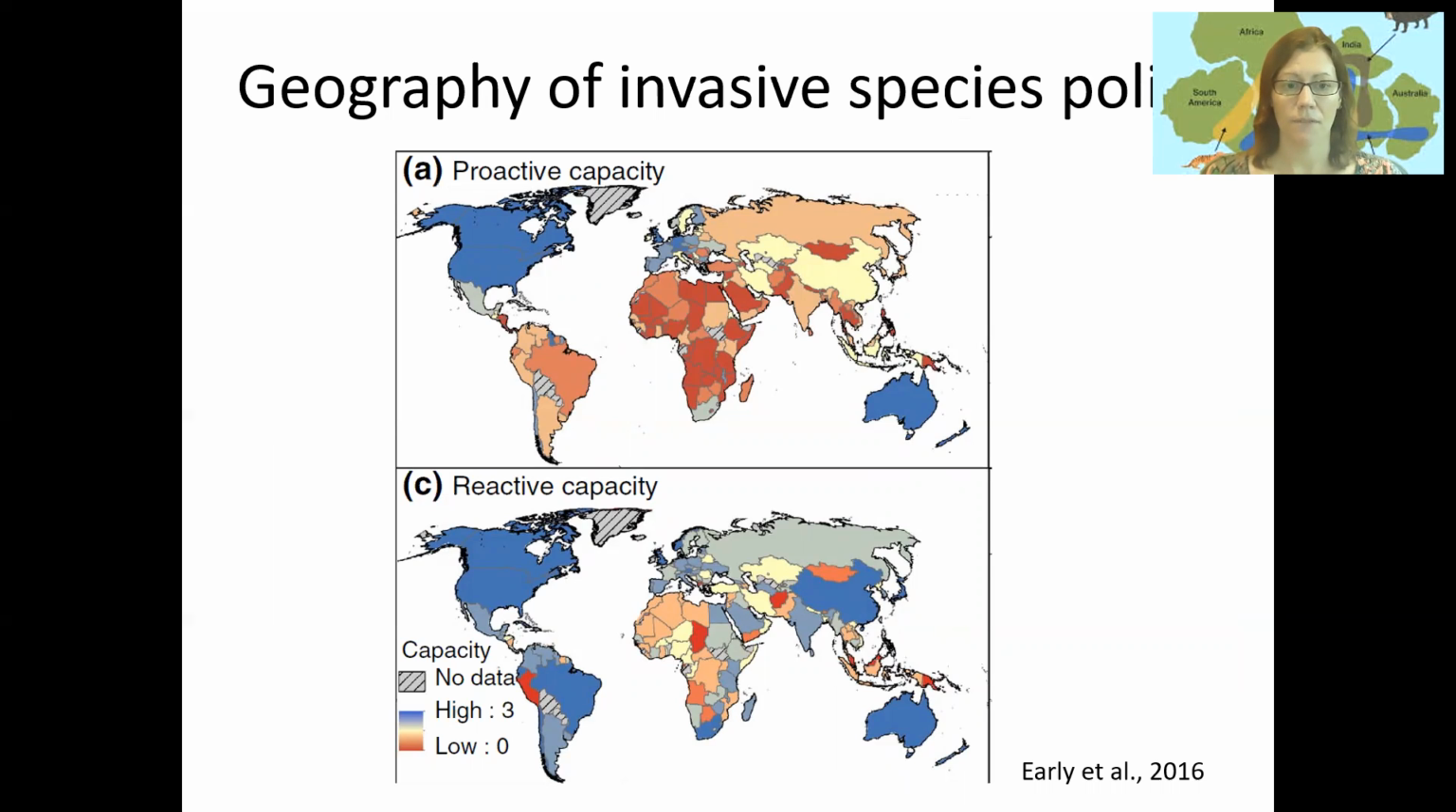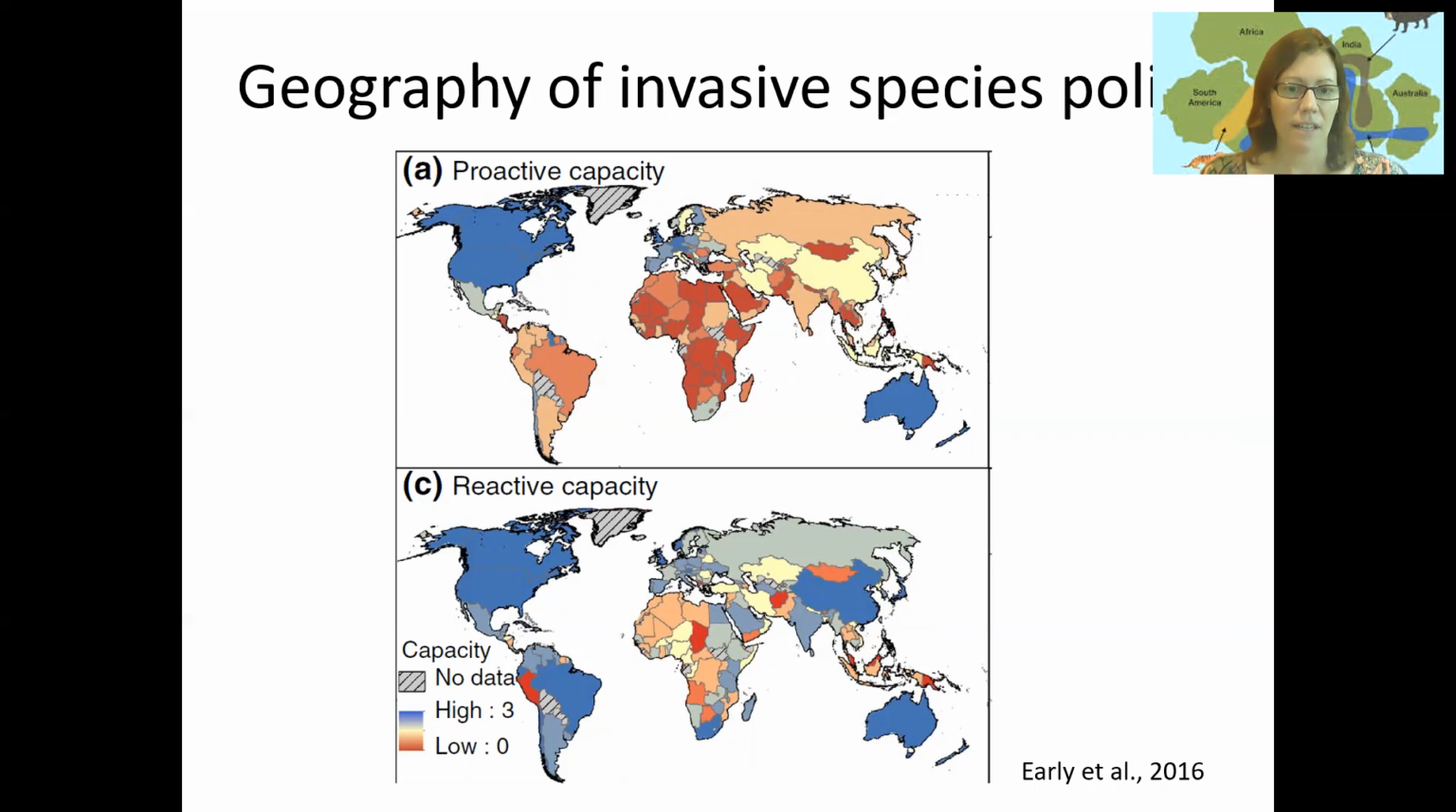policy for all of the different countries of the world in terms of both proactive capacity. That is, the country has a watch list that says you're not allowed to import the species unless we inspect it or unless it passed a risk assessment type of protocol. And reactive capacity, which is basically, you have managers that are funded through the national government or subnational government to actually go out and address invasive species problems within your country.